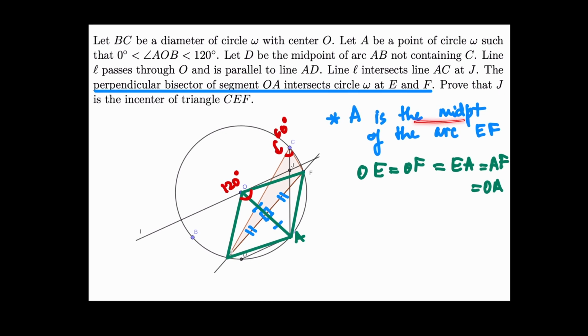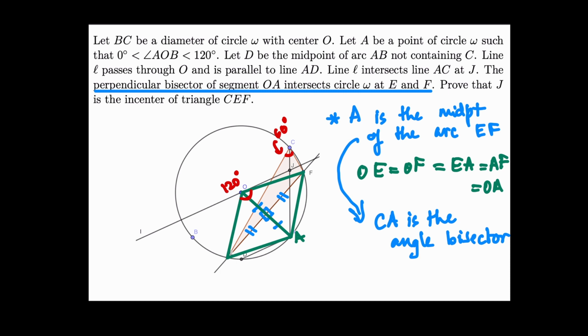Further, we already know A is the midpoint of the arc. So the CA is the angle bisector. Okay, already from here we could have concluded, in fact long back, that once you proved A is the midpoint of the arc EF, we could have proved CA is the angle bisector. Alright, so what remains to be proven? Remember, we had to show J is the incenter of triangle CEF.